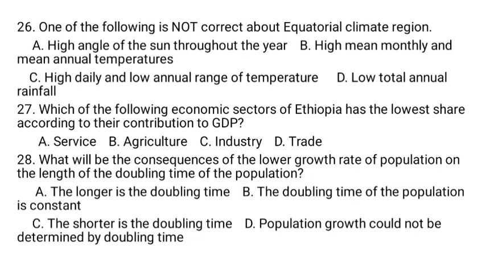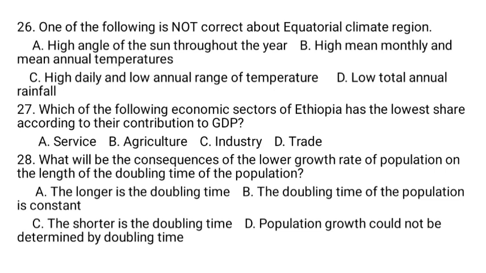Question number 26. One of the following is not correct about the equatorial climate region. A. High angle of the sun throughout the year. B. High mean monthly and mean annual temperature. C. High daily and low annual range of temperature. D. Low total annual rainfall.